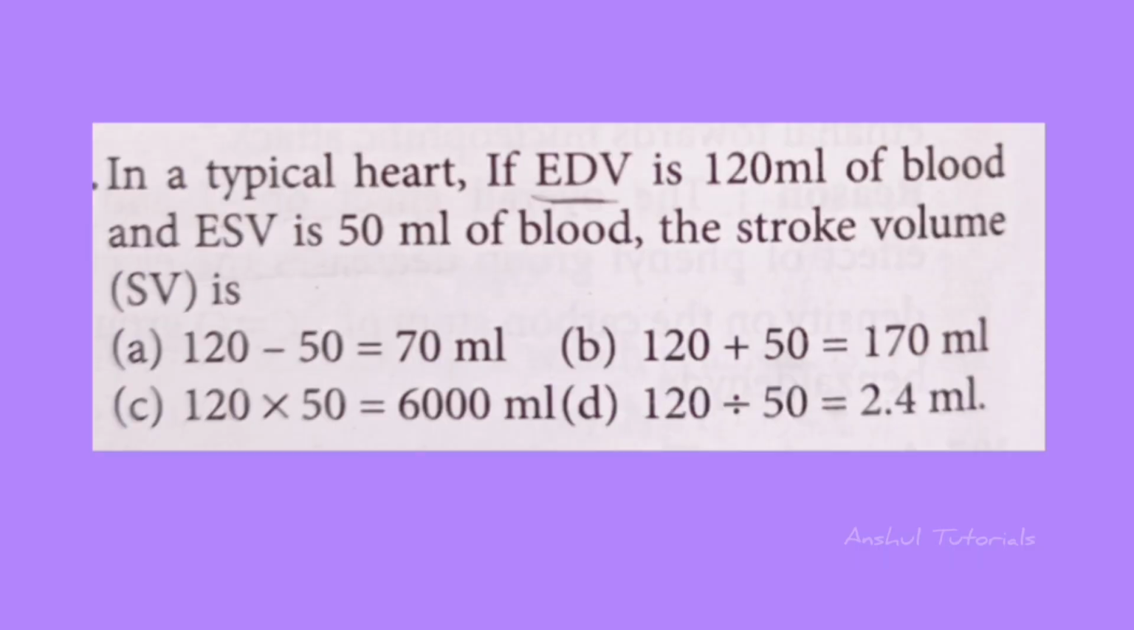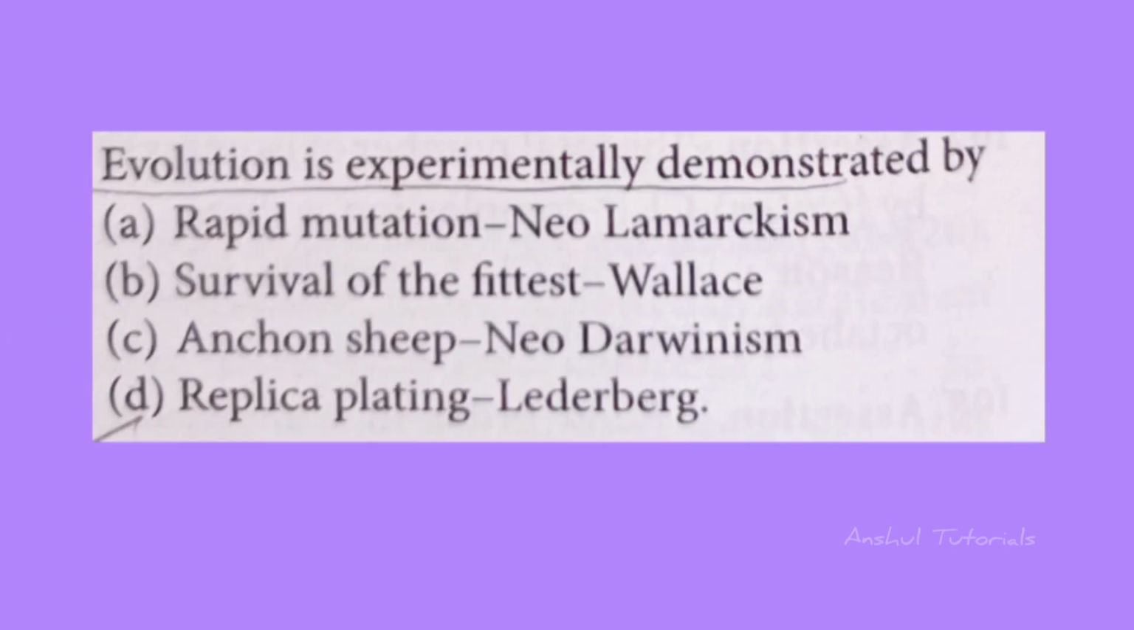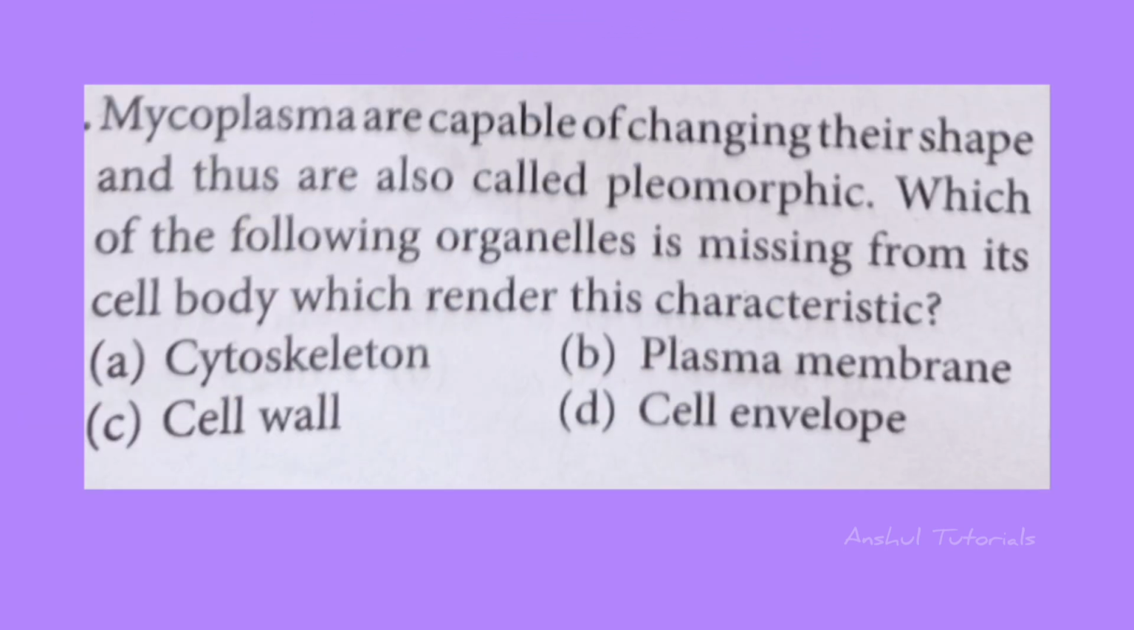In a typical heart, if EDV, that is end diastolic volume, is 120 ml of blood and ESV, that is end systolic volume, is ml of blood, the stroke volume is, so the correct answer is option. Evolution is experimentally demonstrated by, so the correct answer is option D, that is replica plating by Lederberg. So mycoplasma are capable of changing their shape and thus are also called pleomorphic. Which of the following organelles is missing from its cell body which renders these characteristics? So the correct answer is option C, that is cell wall.